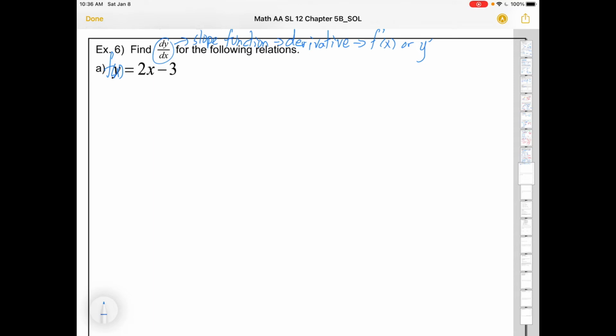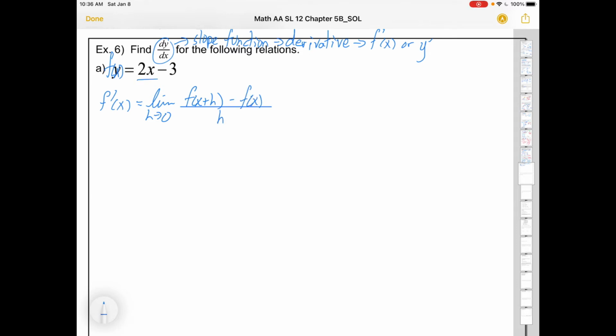All right, so we've got f of x already. Let's remember the formula. This is first principles. And you might be asked to find a derivative from first principles on your final exam. It'll probably be a polynomial if so.